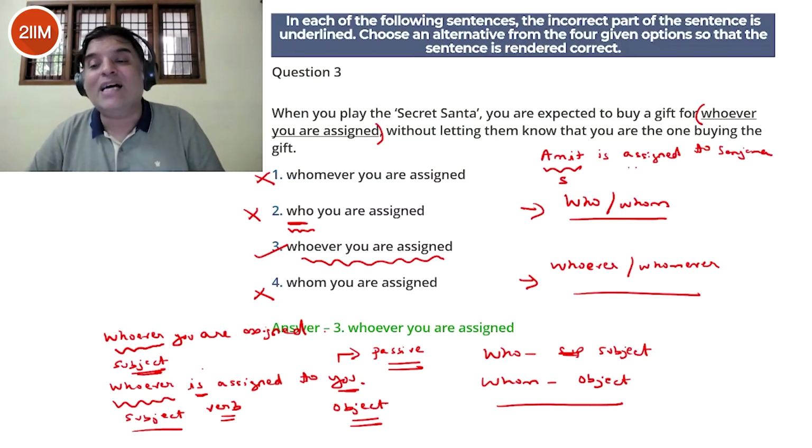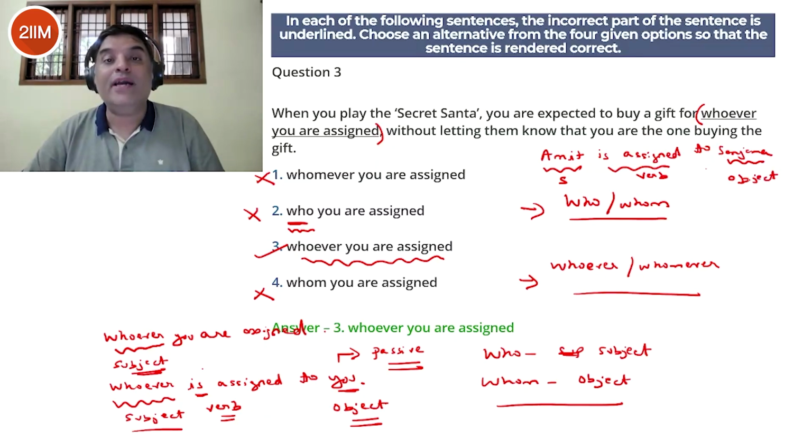Okay. Is assigned, you can consider that as the verb, and Sanjana is the object. Okay, this is again in passive voice. So Amit is the subject. Now, this sentence will probably be clearer to you. Instead of Amit, we are saying whoever. So that's also the subject. Okay, all right, I hope this is clear.